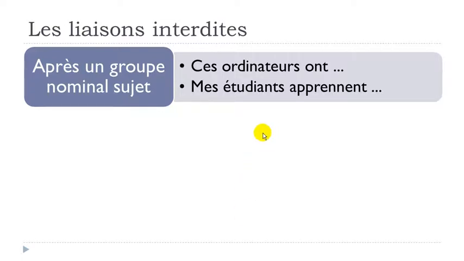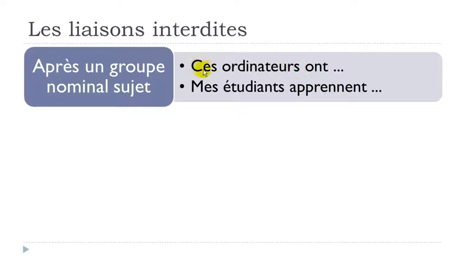And another rule is if you've got, like here, ces ordinateurs, or like here, mes étudiants. In these two sentences, ces ordinateurs is the subject, mes étudiants is the subject, and then you've got the verb coming after, all right? The idea is that if you've got a subject like that, it's what we call un groupe nominal, okay? So in that case, it's not a first name, and it's not the pronoun je, tu, il, etc. But it's a word or a group of words. And in that case, you don't make a liaison after this groupe nominal.